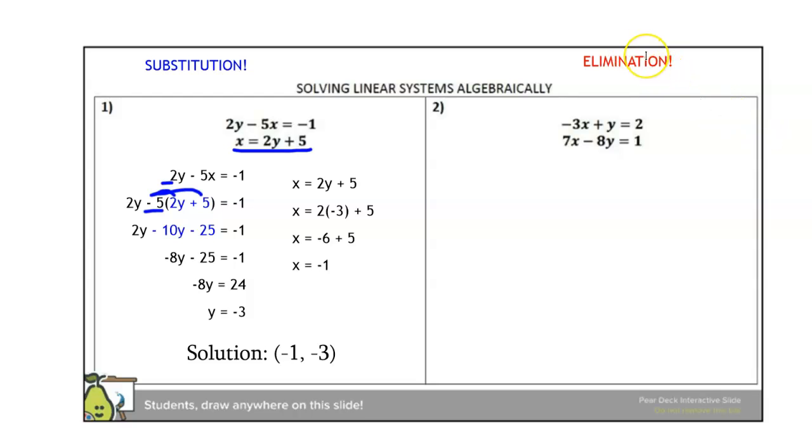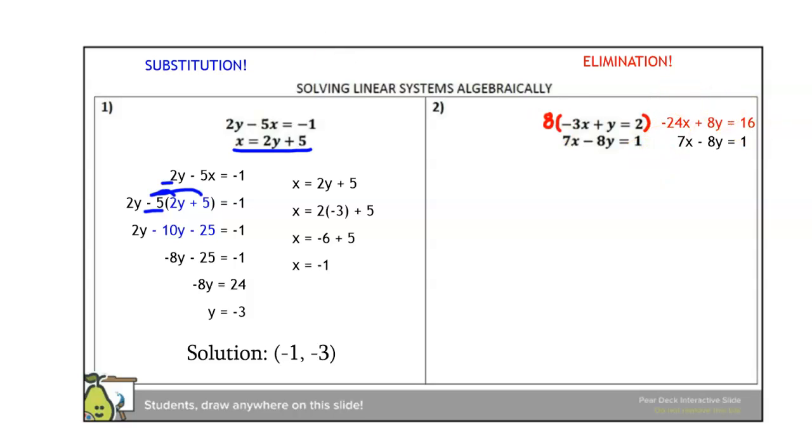Right, if you wanted to do elimination, that's probably the best way to go about this one. I have a negative 8y here. I can easily turn this into a positive 8y and then add them together to eliminate. So in order to turn this into a positive 8y, I need to multiply the entire equation by 8. So we kept the same equation at the bottom. The top equation, we just multiplied every number by 8, which keeps the equivalence.